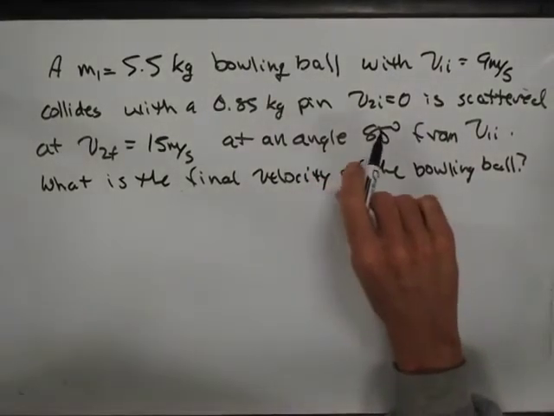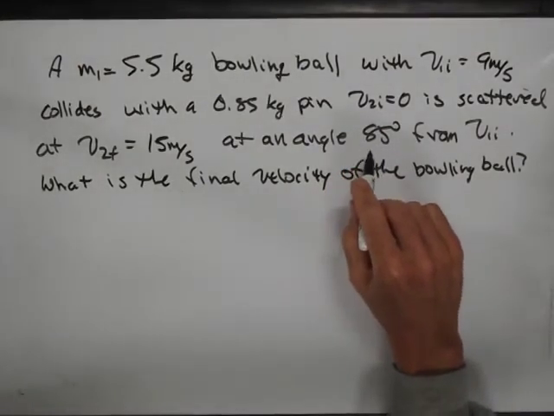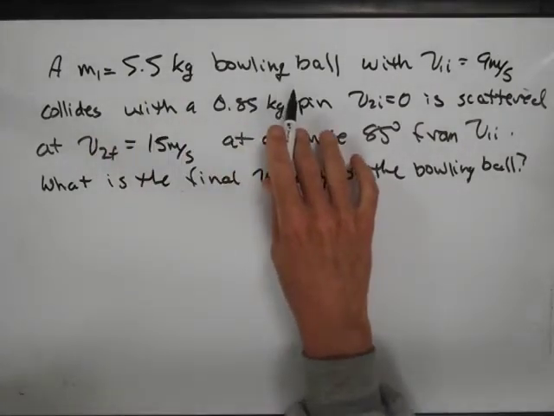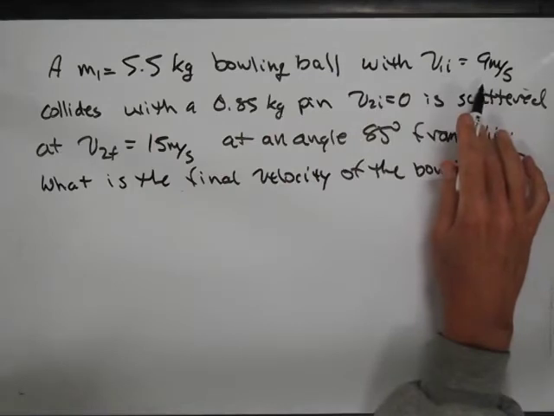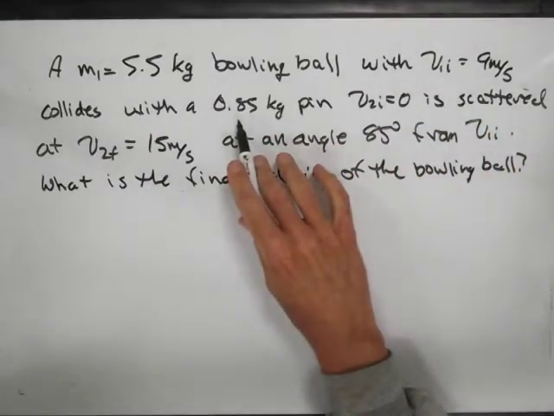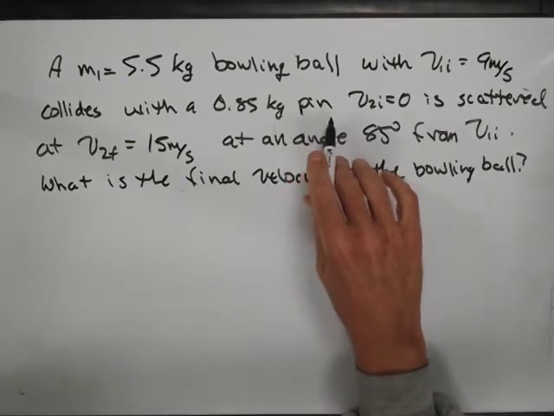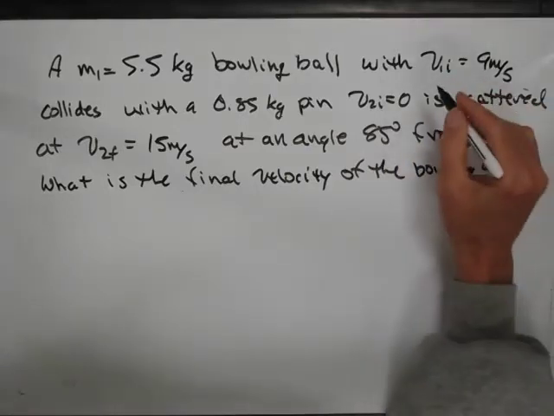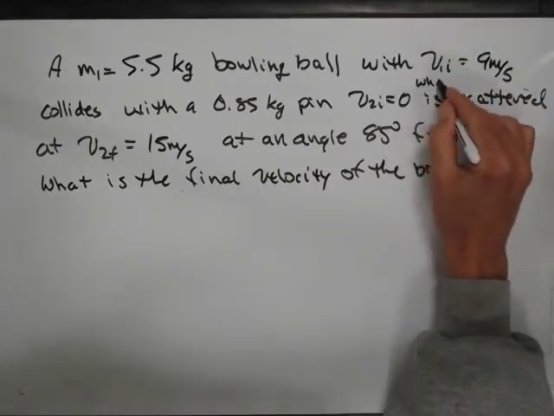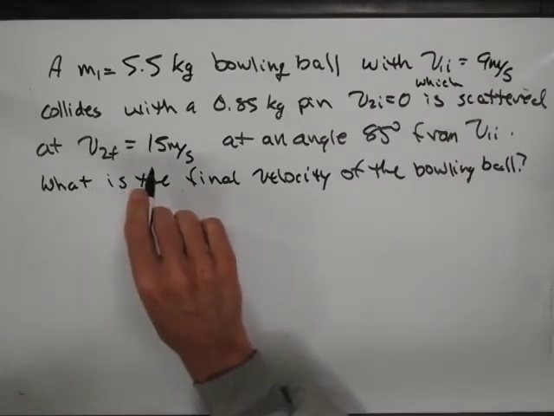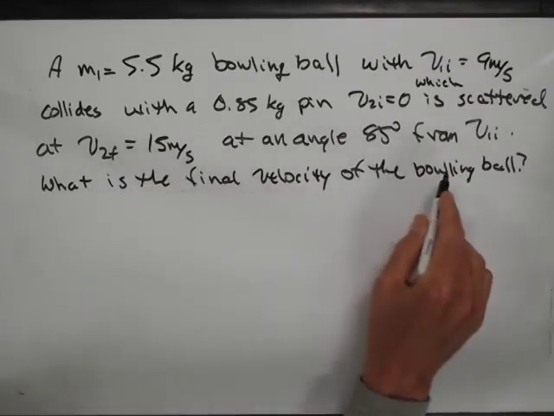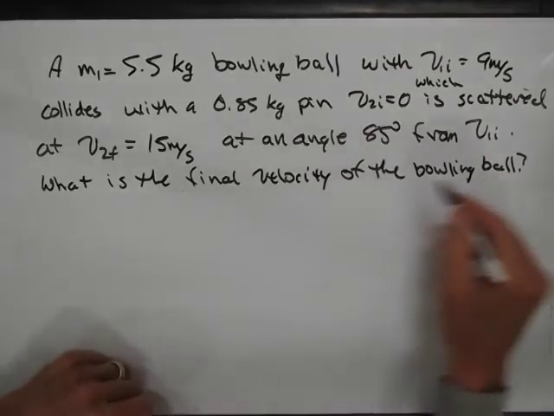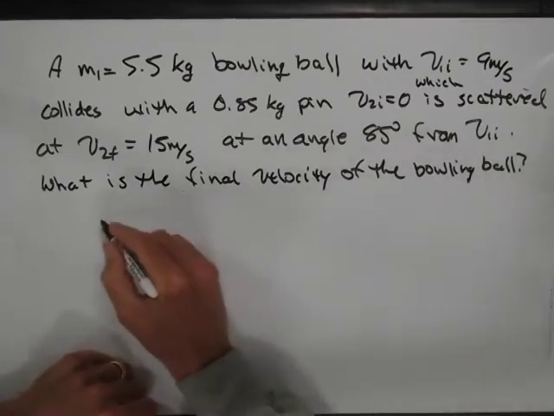So this is a little harder problem. This is a two-dimensional collision problem. M1 equals 5.5 kilogram bowling ball with V1 initial equals 9 meters per second collides with a 0.85 kilogram bowling pin, with V2 initial equals 0. In other words, it's at rest, which is scattered at V2 final equals 15 meters per second at an angle of 85 degrees from V1 initial. And what's the final velocity of the bowling ball? They want the magnitude and direction, right? So let's just draw a picture of it.